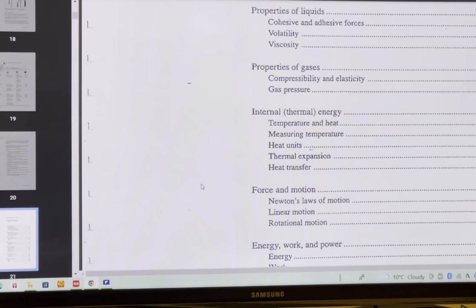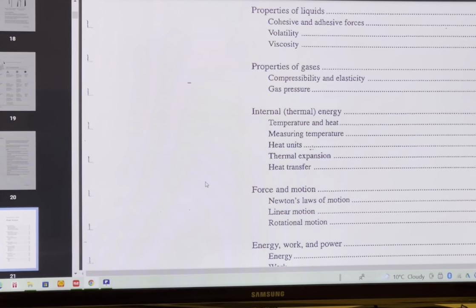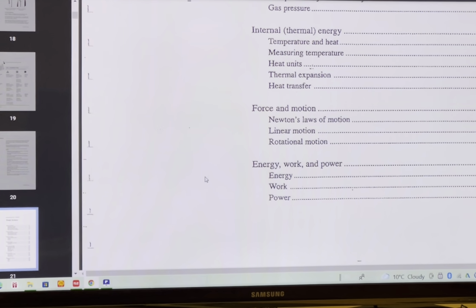Force and motion. We will review Newton's laws of motion. Newton's first law, Newton's second law, Newton's third law. Linear motion. Expansion, contraction, and the different temperature. Rotational motion. And energy. Energy, work, and power.